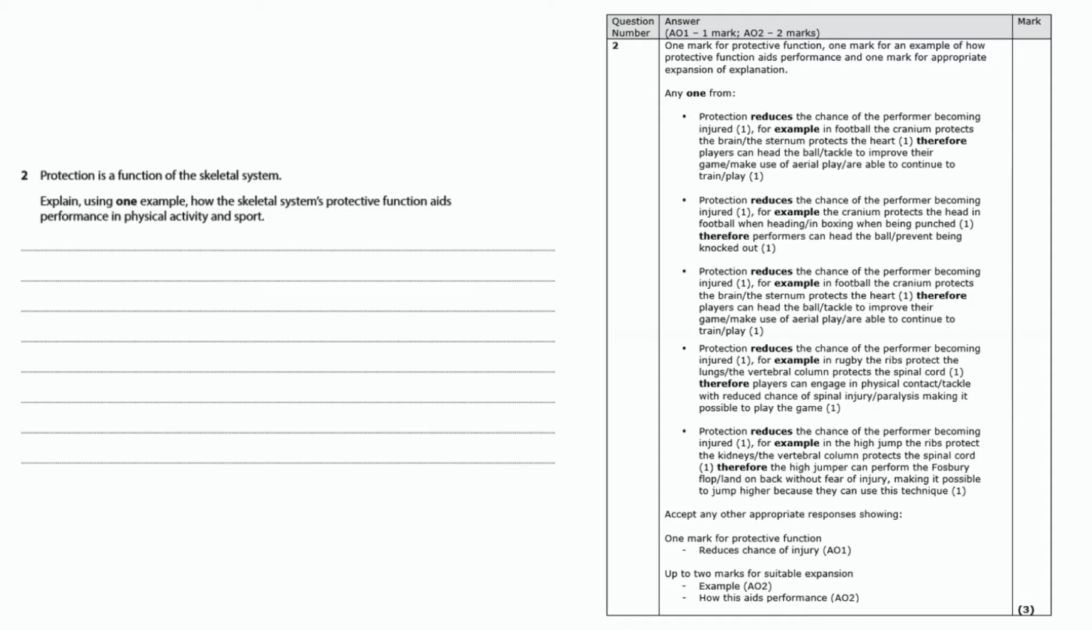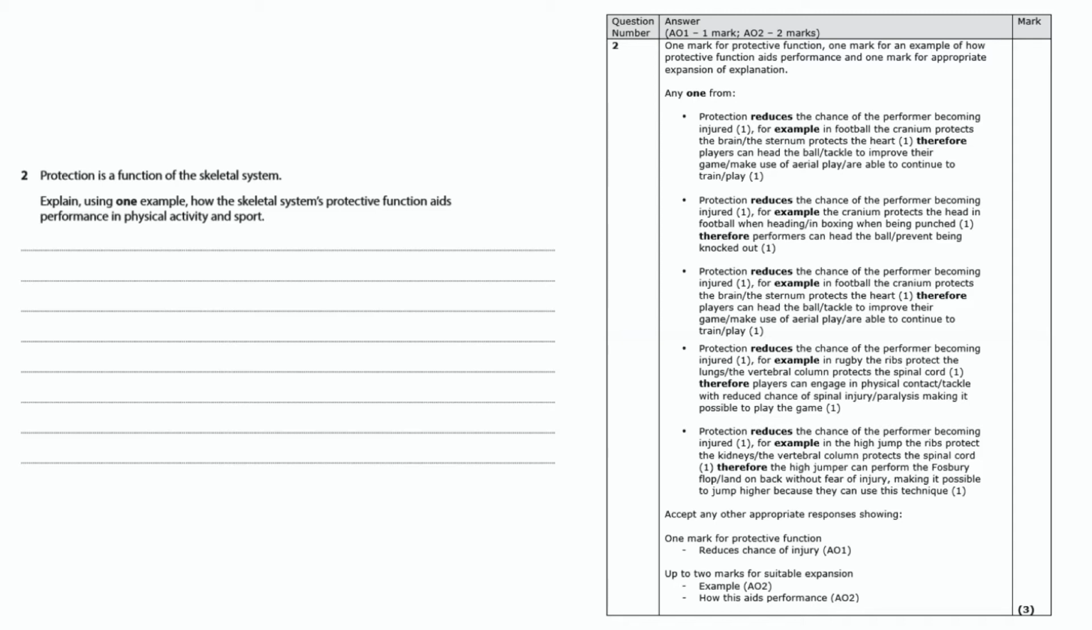So for the first mark, we could say something along the lines of flat bones help to protect the organs of the body. We then need to give an example from sport. So a good example for this is probably the sport of rugby, because it's a contact sport and lots of injuries can occur. So for example, during a rugby tackle, the cranium protects the brain. So you've given an example of a sport, a specific action within that sport, the rugby tackle, and an example of a bone of the body and what it protects.